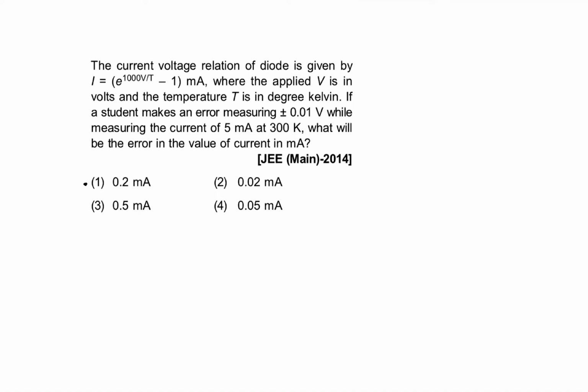Now I am going to show another question. Now you see here, the current voltage relation of a diode is given by I is equal to e to the power of 1000 V by T minus 1 milliampere, where the applied voltage V is in volts and temperature T is in degrees Kelvin. If a student makes an error of plus or minus 0.1 volt while measuring a current of 5 milliampere at 300 Kelvin, what will be the error in the value of current in milliampere? That is actually the question. They are asking only for the error in current.